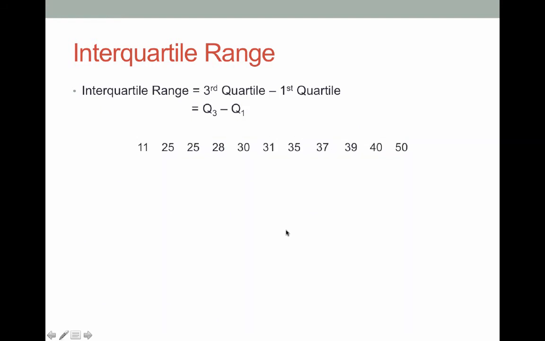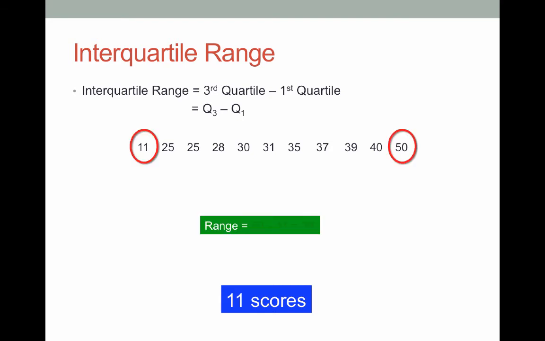Let's take a look and see what happens when we have an odd number of scores. Here I have 11 scores, and if I wanted to work out the range, I would take 50 and subtract 11, getting 39. So that 39 is supposed to represent that my data is spread out over 39 different numbers. But let's take a look at the interquartile range.